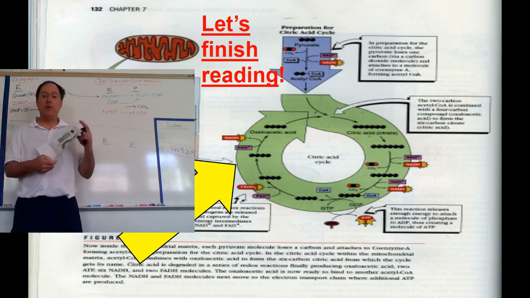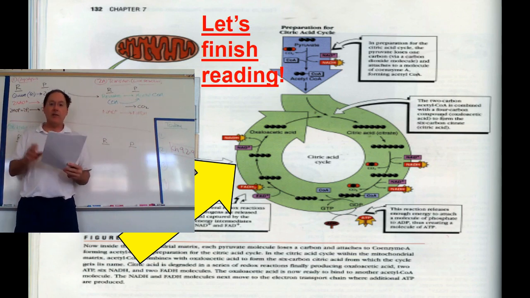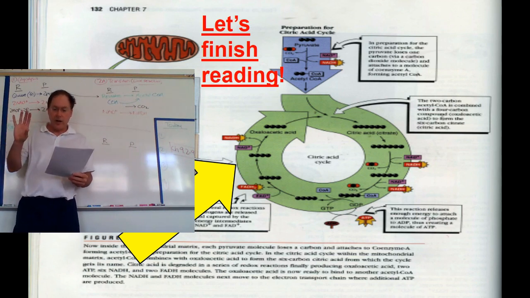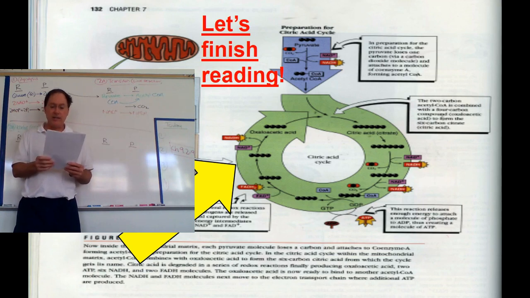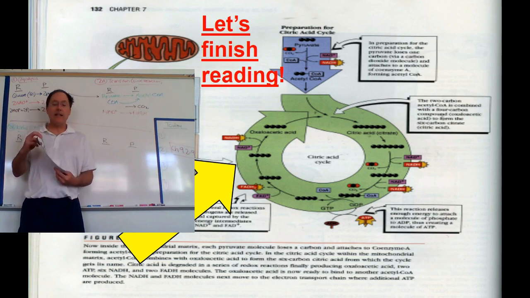So that's a lot right there. So let's break this down and follow these cartoon boxes around this picture. It says way up in the top right, the 2-carbon acetyl-CoA is combined with a 4-carbon compound, oxaloacetic acid, to form the 6-carbon citrate, citric acid. I think this is important.